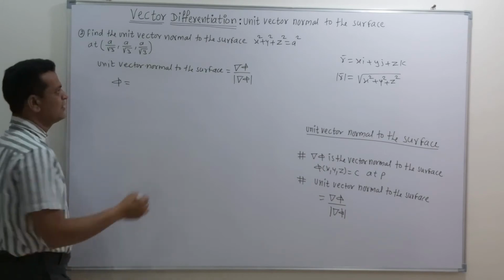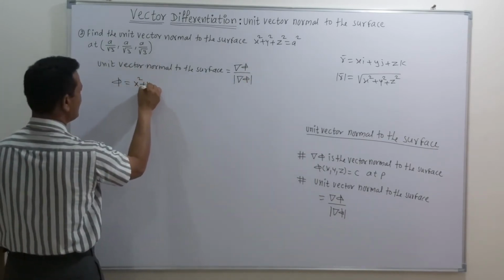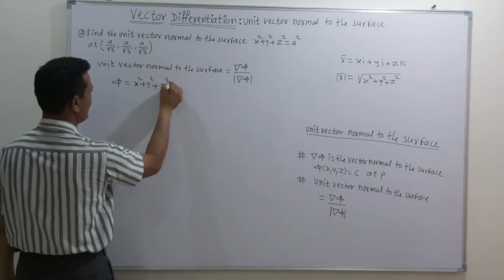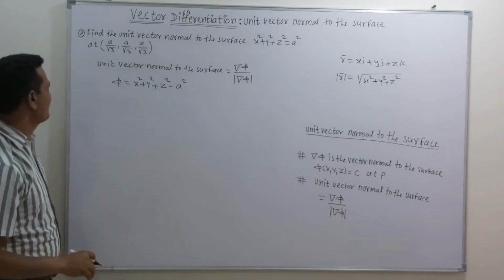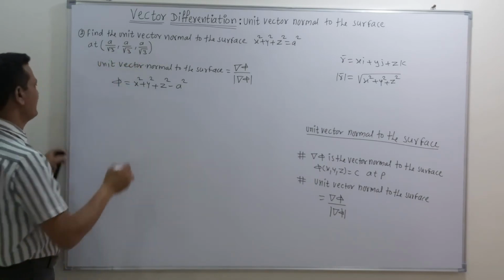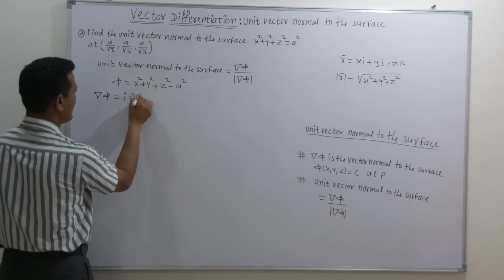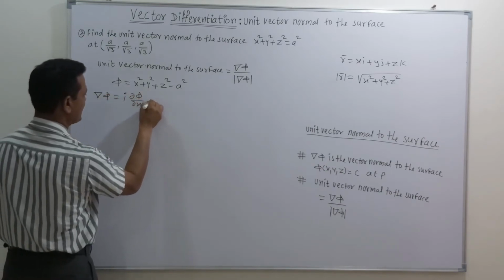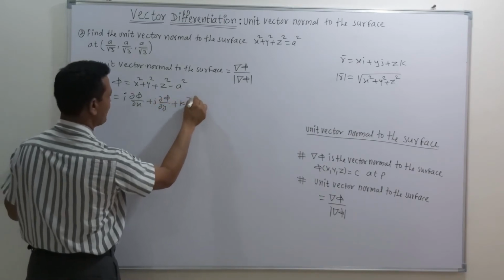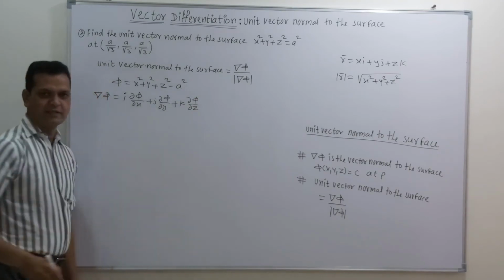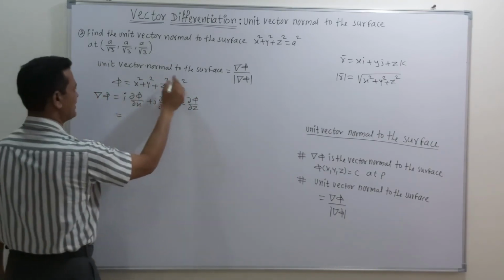Phi denotes the surface or scalar point function, which is defined as x square plus y square plus z square minus a square. So take this a square to the left side. So this is the value of the surface. Now these are the points. First find the value of del phi. We know the definition of del phi, which is i times partial derivative of phi with respect to x plus j times partial derivative of phi with respect to y plus k times partial derivative of phi with respect to z.